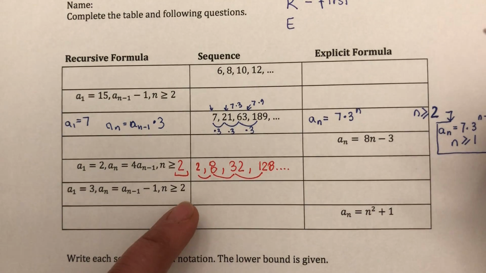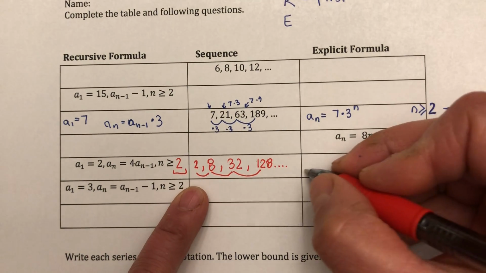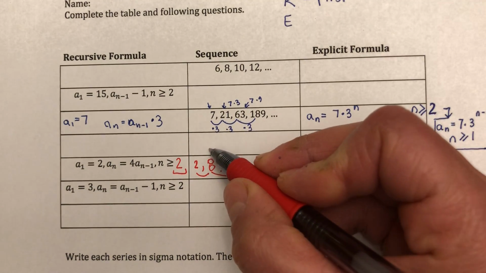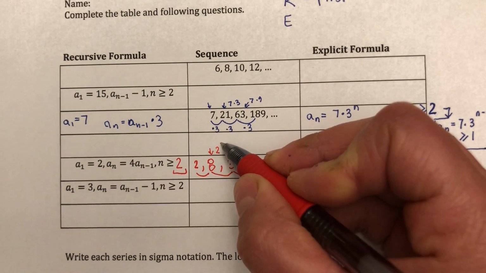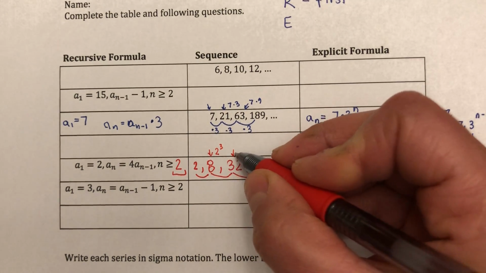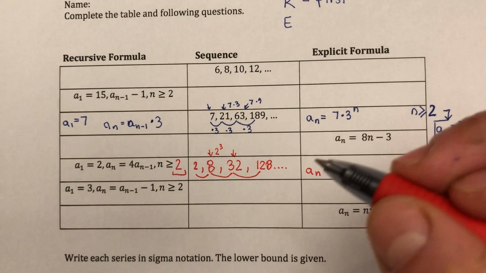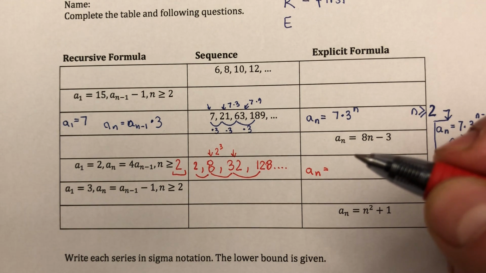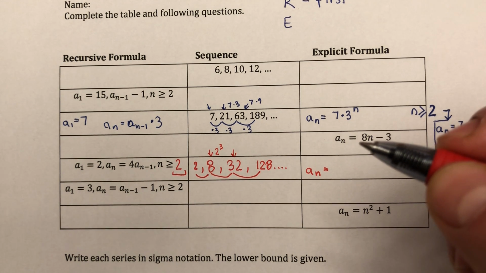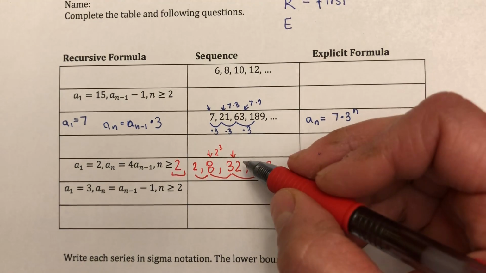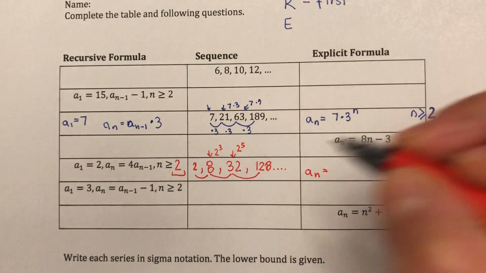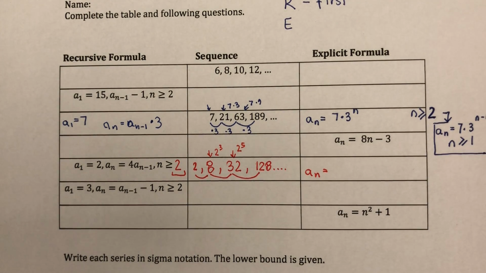So if I want to figure out my nth term, 8 is 2 to the power of 3. 32 is 2 to the power of 5. 128 is, well, you guys calculate that one.